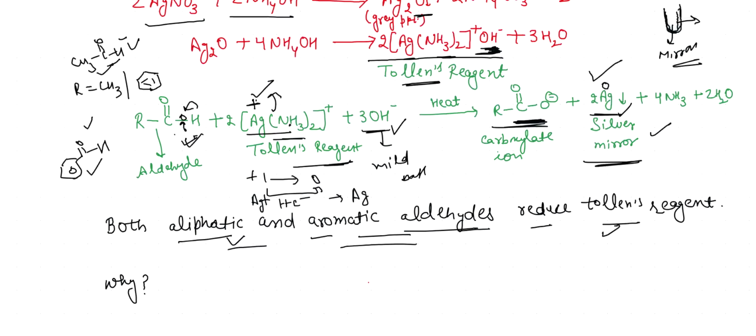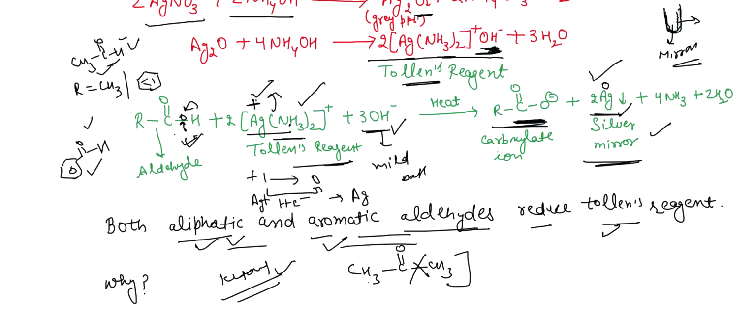So my question is why only aliphatic and aromatic aldehydes are reduced, not ketone? I have told you clearly ketone cannot be reduced by Tollens reagent because this is a mild oxidizing agent. It's very difficult to break this bond. So this is the reason. To clarify more about aliphatic and aromatic aldehydes, why only these aldehydes, we will look at the mechanism and study it in detail.